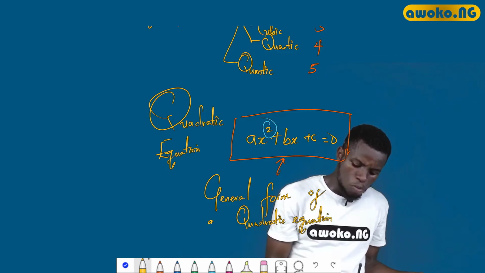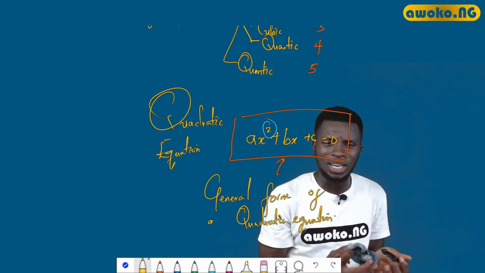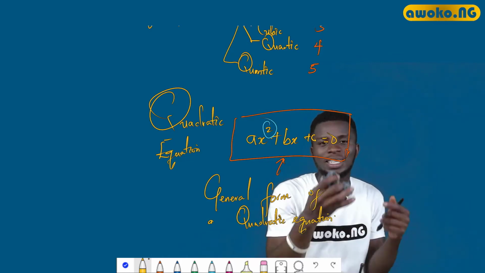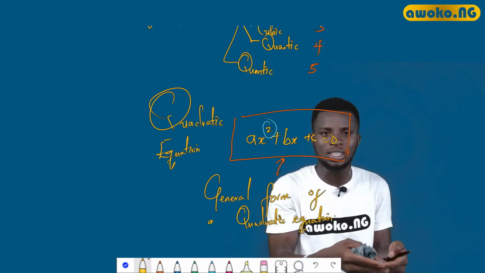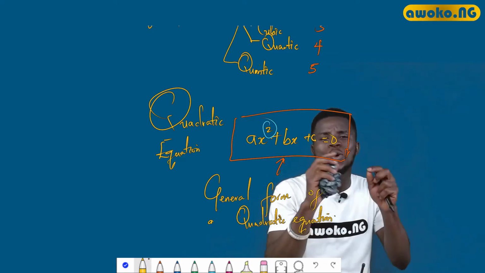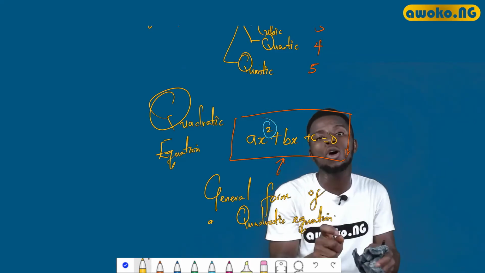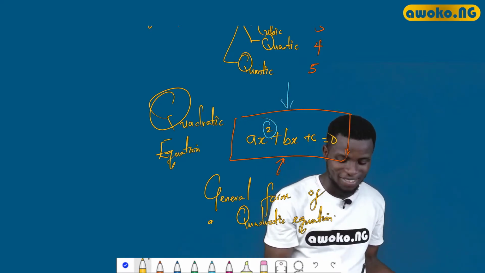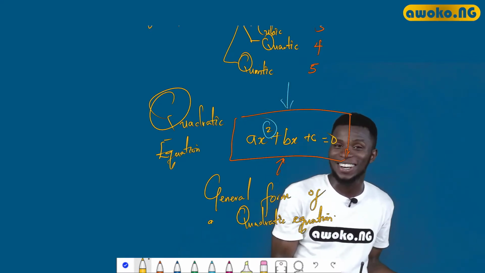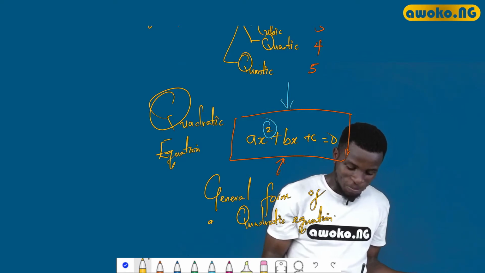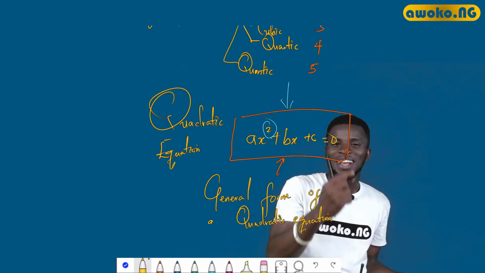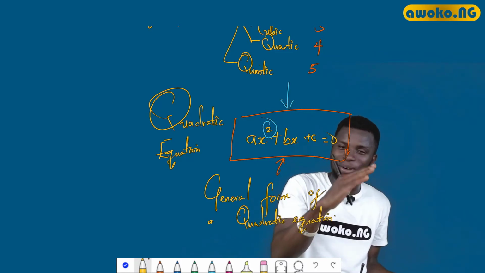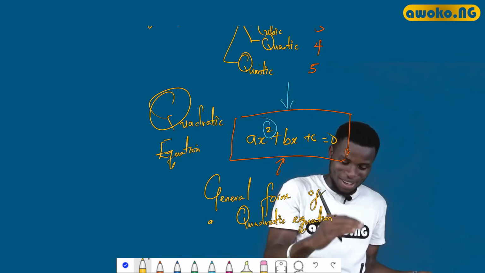So, you might be asked in your objective questions which of the following is the general form of a quadratic equation? Of course, you don't have to worry yourself about the options. Just go straight to the option that looks like what we have over here, and that's the answer. Alright, if you follow the class sequentially, you see the way I'm breaking it down, so you'll be able to digest it better.